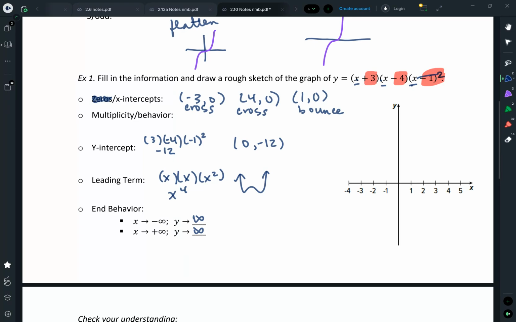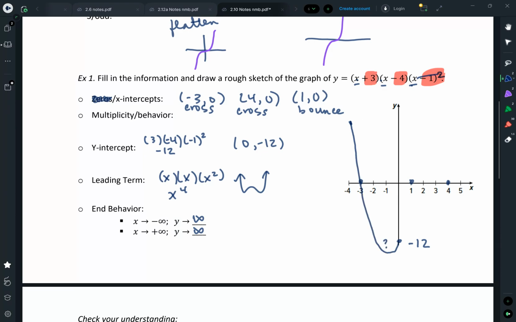All right, so let's go ahead and put all this together. We're going to graph our points. So -3, 0, 4, 0, 1, 0. I know because of the shape, I want to start up here. Oh, I need to put in my y-intercept also. Y-intercept is negative 12. I'm just going to put a point down here and say, hey, that's negative 12. So I'm going to cross at the negative 3.